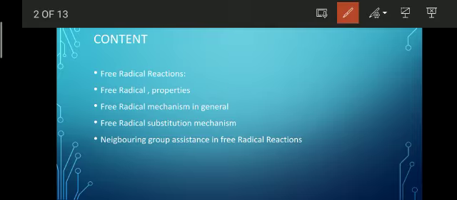In free radical chemistry, we will discuss some topics: free radical reactions, free radical properties, free radical mechanisms in general, free radical substitution mechanism, and neighboring group assistance in free radical reactions.